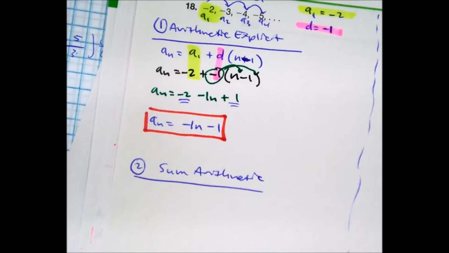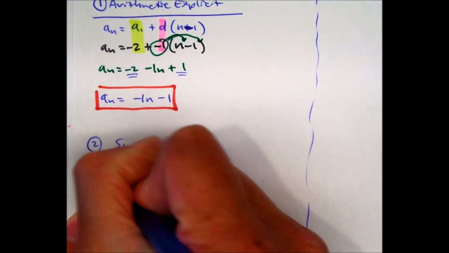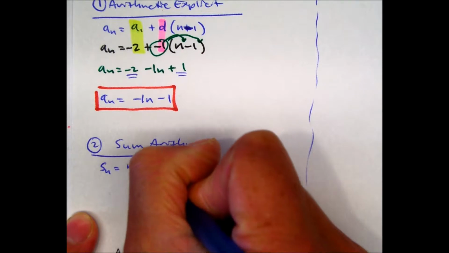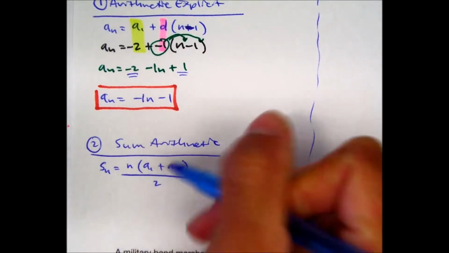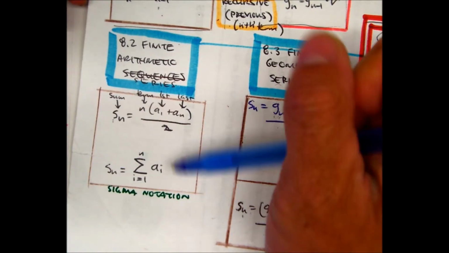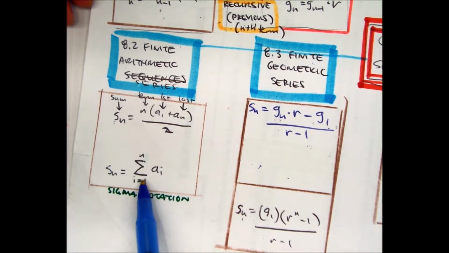Now for the second part, you need to have written down the finite arithmetic series formula. Sn equals N times A1 plus AN over 2. Now someone asked, which formula should you use? I would recommend using this formula. And the only time they ask you for the summation one is if they tell you to use sigma notation.